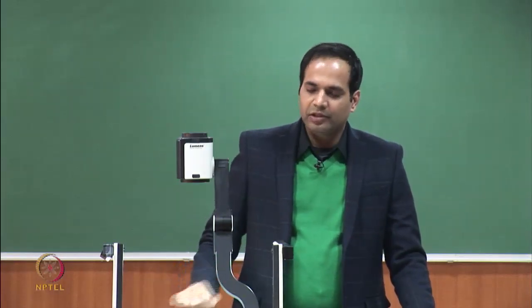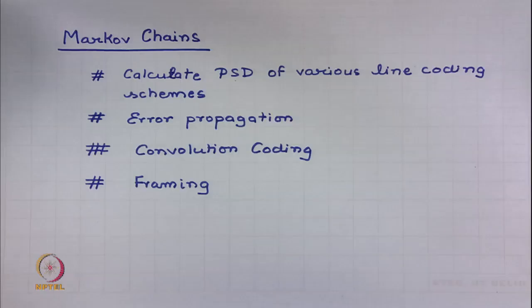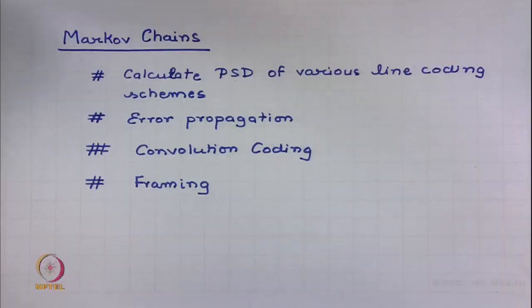Today's lecture is about Markov chains, and towards the end of the lecture we will also study what are known as cyclostationary random processes. Markov chains are very useful because we can investigate the power spectral density of various line coding schemes, and they are also used in the calculation of error propagation. They are very useful in the analysis of convolution codes and framing structure. So, this is typically the advantage of Markov chains.